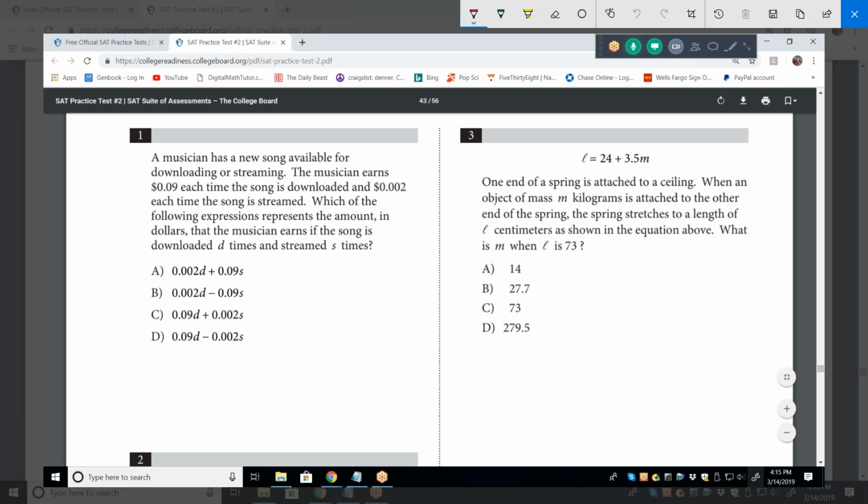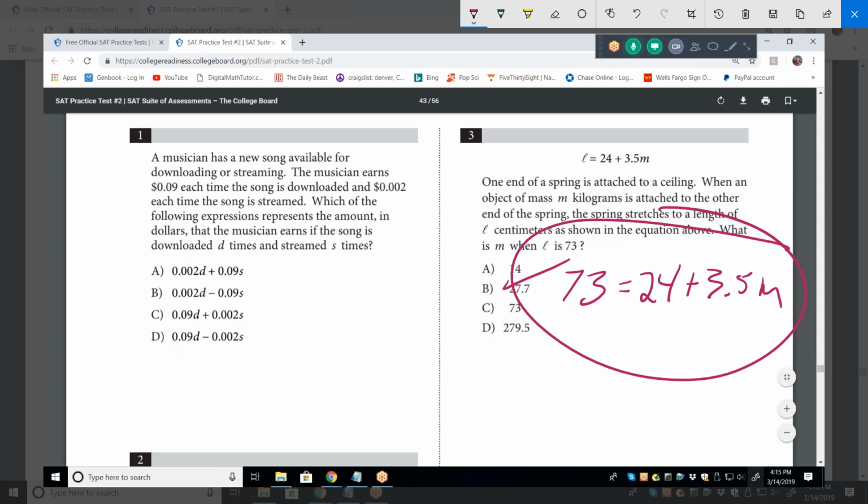So again, tell me how you're going to do this. Okay, so I would start off by setting 73 equal to 24 plus 3.5m. That's the most important thing. The rest of it's algebra. I don't even care what you get. You are 100% certain you know how to solve that? Yes. Let's go on.